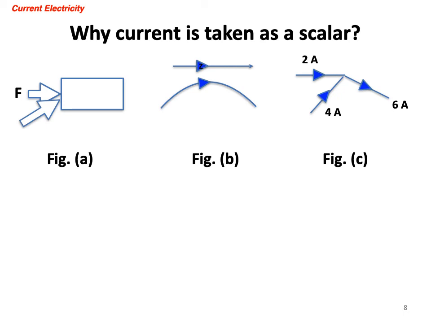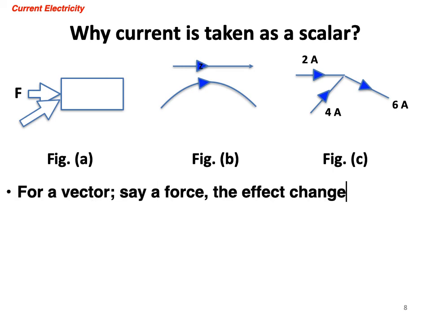Similarly, another factor in favor of current being taken as scalar is that it is an algebraic sum. We have to take the algebraic sum here at this junction. We are getting two currents, 2 ampere and 4 ampere. The total current is 6 ampere. Even if you change this angle, the current will add up to 6 ampere. This is how it differs from vector addition. Here, if the angle is changed, the net force will be different. If the angle between conductors is changed, there is no change in the total current.